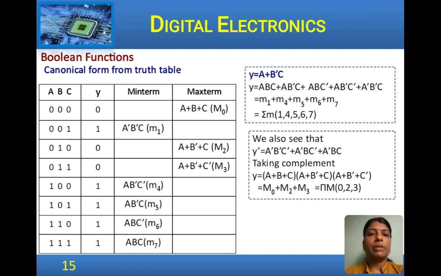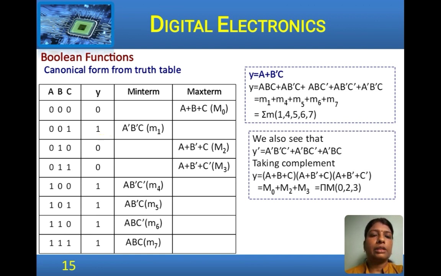Moving on, how to form the canonical form from the truth table. For the function y is equal to a plus b dash c, the output is given, the inputs a, b, c, all the combinations are there, and the output y for the function a plus b dash c. So now consider all the minterms for which the output is 1.